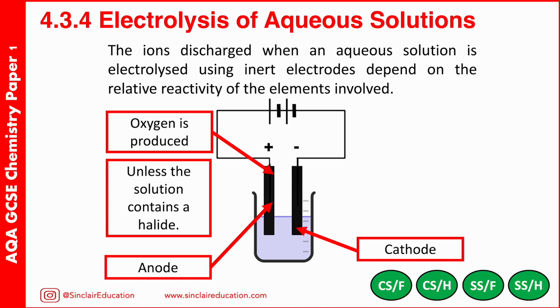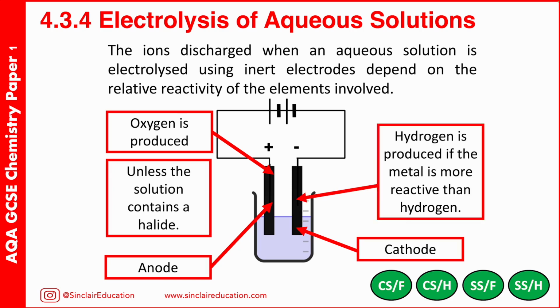Now at the cathode, the rule is here that hydrogen is made if the metal is more reactive than hydrogen, and most metals are more reactive than hydrogen. The only metals that I've seen come up on the exams that are less reactive will be your copper or possibly silver. So for most aqueous solutions, what we'll see is that hydrogen will be made at that negative electrode. The only exception is that copper and silver are less reactive, and so if they're present, they'll be discharged first.